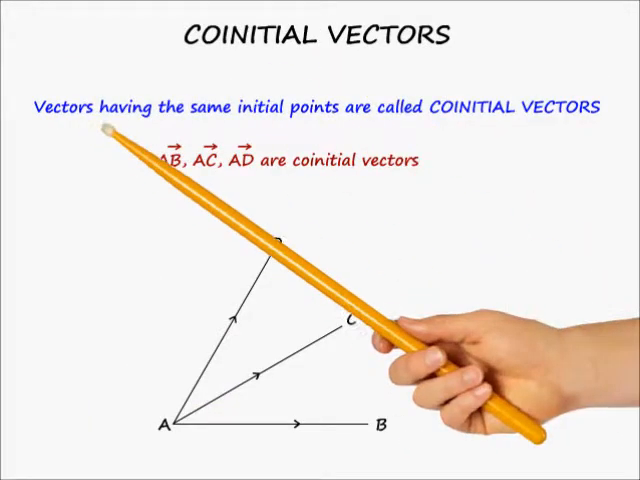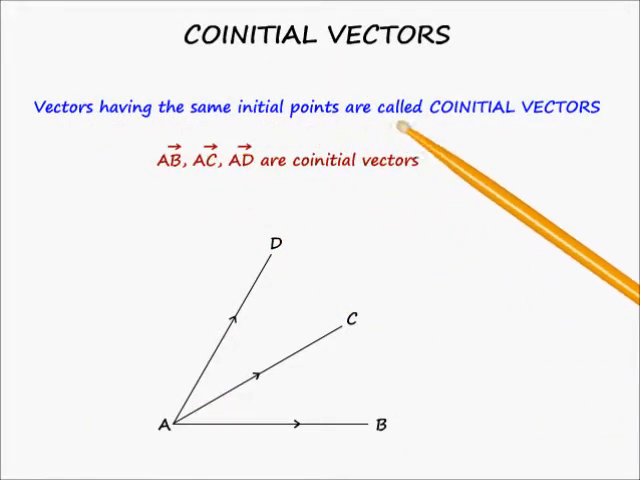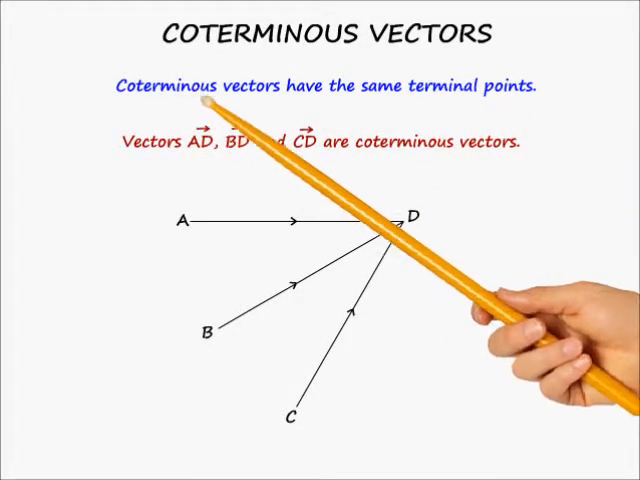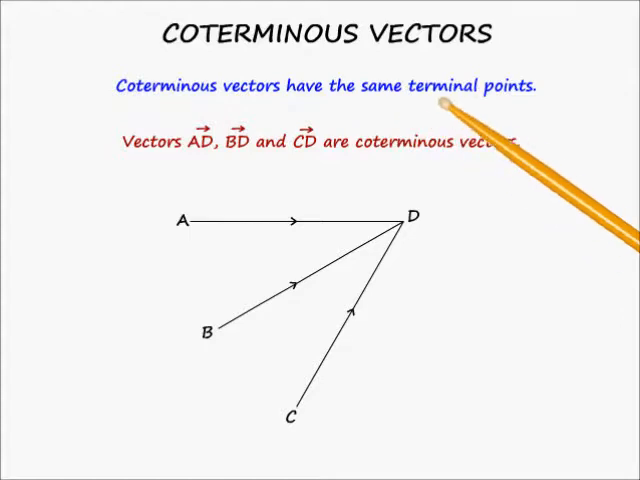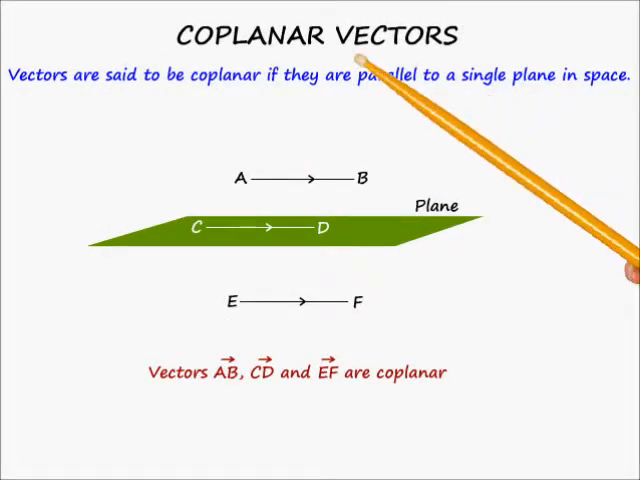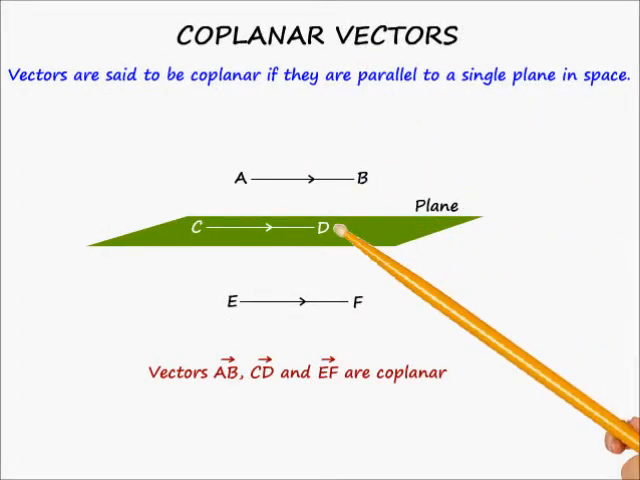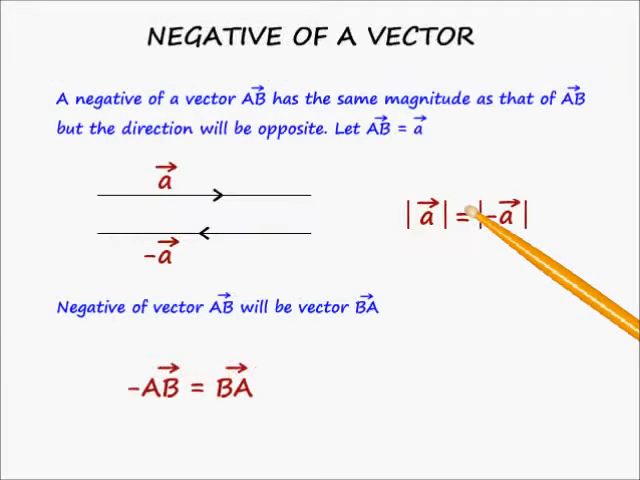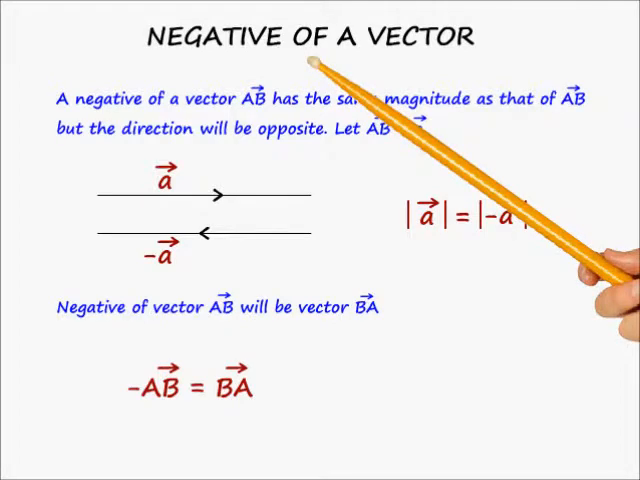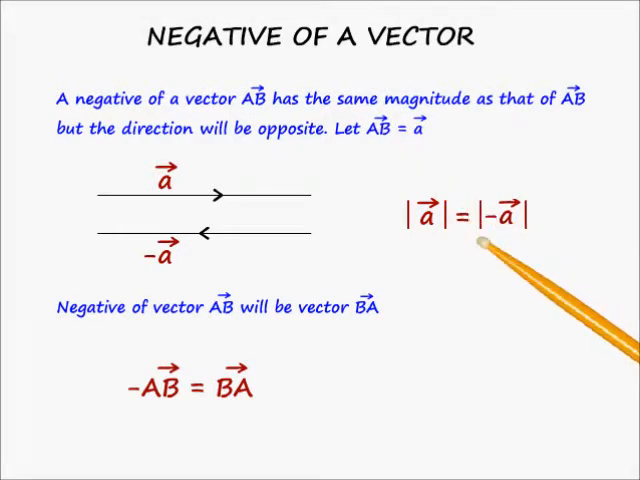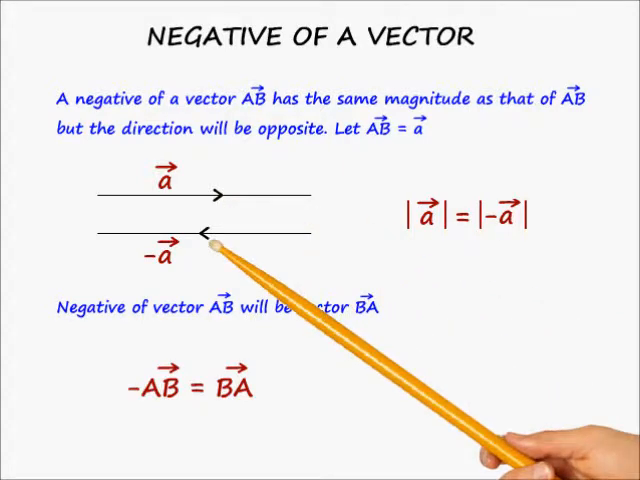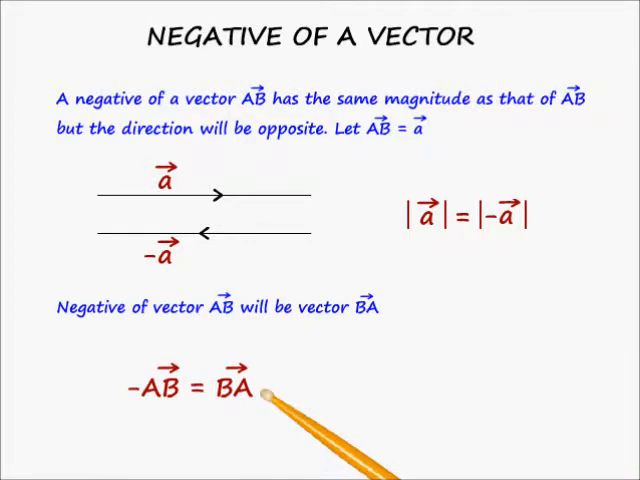Coinitial vectors. Vectors having the same initial point are called coinitial vectors. Coterminous vectors have the same terminal points. Coplanar vectors. Vectors are said to be coplanar if they are parallel to a single plane in space. Negative of a vector. A negative of a vector AB has the same magnitude as that of AB, but the direction will be opposite, or in other words, it will be vector BA.